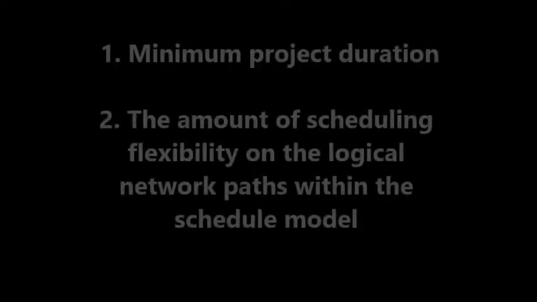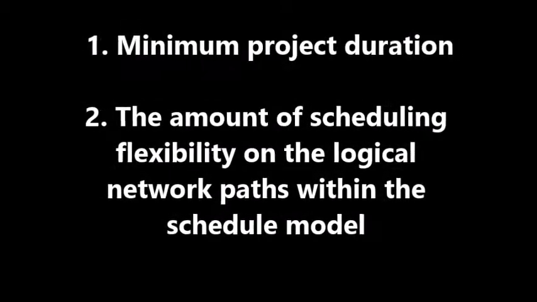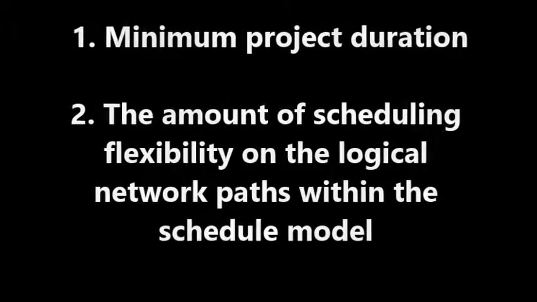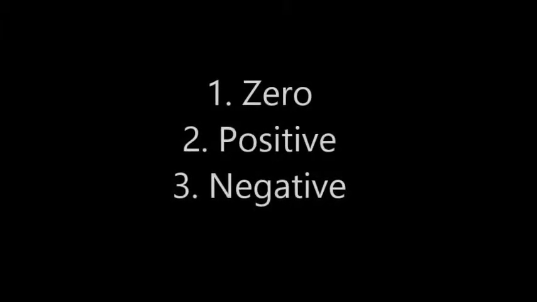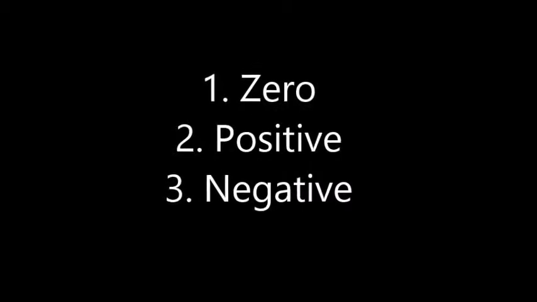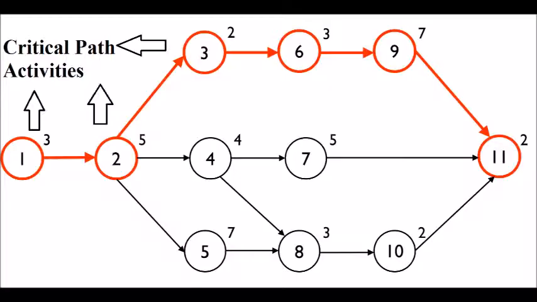Critical path method is used to estimate the minimum project duration, to determine the method of scheduling flexibility on the logical network paths within the schedule model. A critical path is normally characterized by zero total floats on the critical path, and implemented with PDM sequencing, critical paths have zero, positive or negative total floats depending on constraint applied. Any activity on the critical path is called a critical path activity.